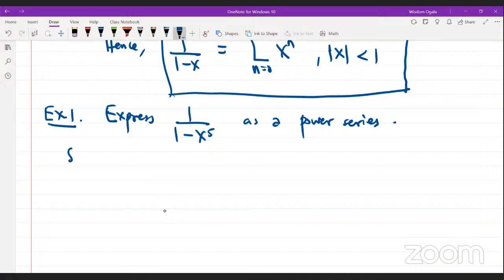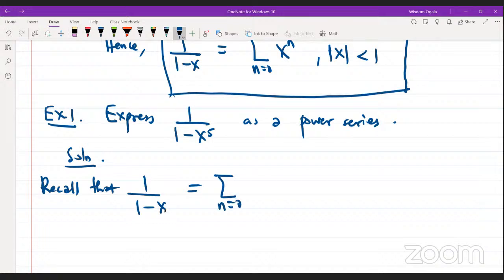All right, so solution. Keep in mind that the one I have in the box is, recall, that 1 divided by 1 minus x equals the sum as n goes from 0 to infinity of x to the power of n. This happens for the absolute value of x less than 1. Now take a look, guys. This example is 1 minus x to the fifth. So I can do some kind of substitution. Oh no, this should just be x alone, guys. This is x to the n, sorry.